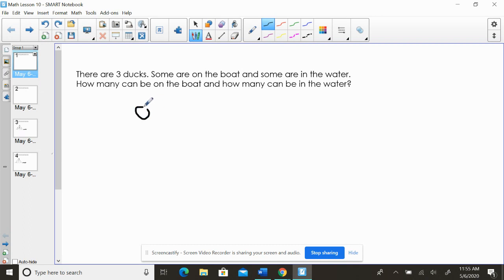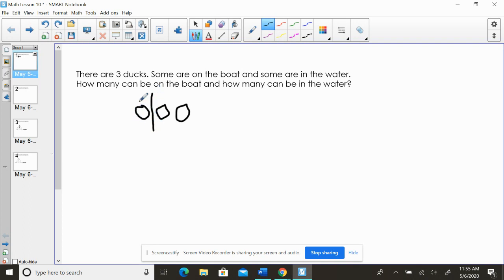1, 2, 3. Now we have to split these 3 ducks into 2 groups by drawing our line. And remember, you can draw your line wherever you want, as long as there are 2 groups that make 3. So I'm going to draw my line right here.